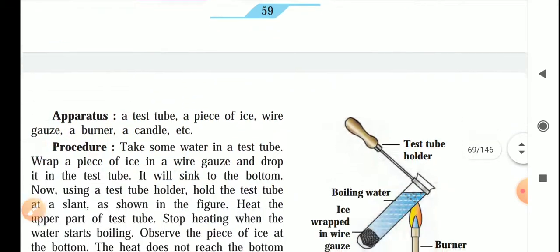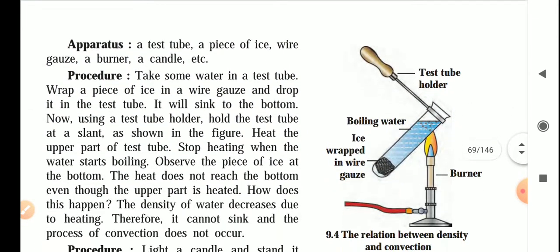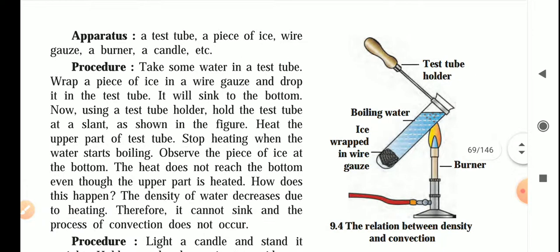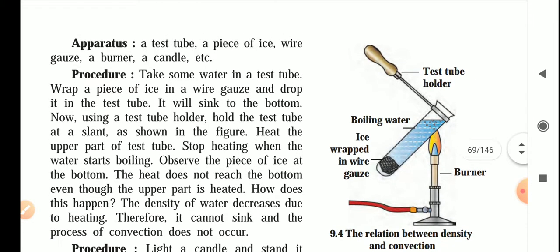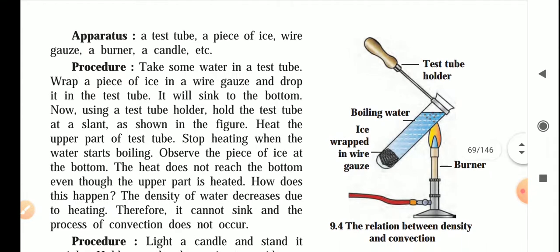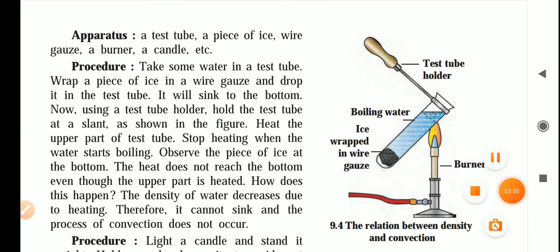Now here is one more experiment given for better understanding of convection. In this experiment, what we will learn is how convection doesn't happen in this case and why that is. So what is the apparatus needed for this experiment? A test tube, a piece of ice, wire gauze, a burner and a candle. These are the apparatus needed. Now look at the diagram.